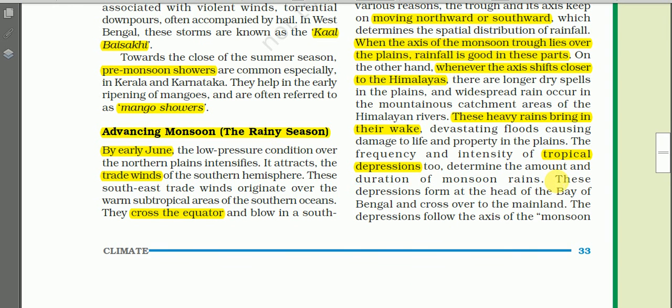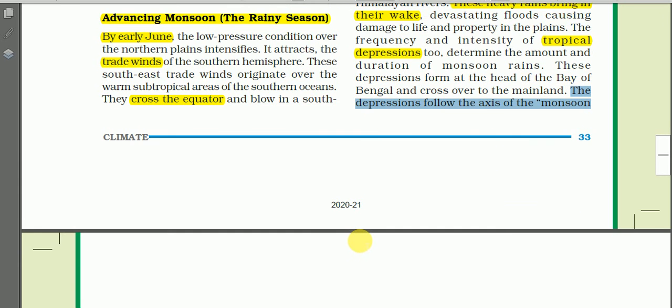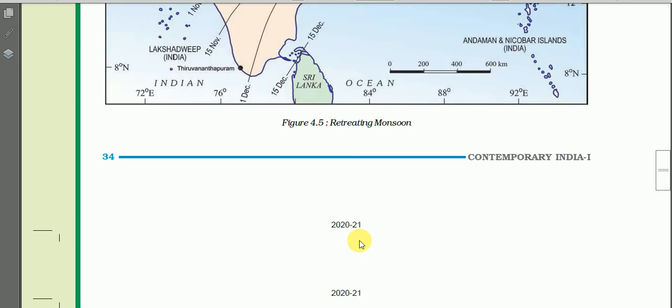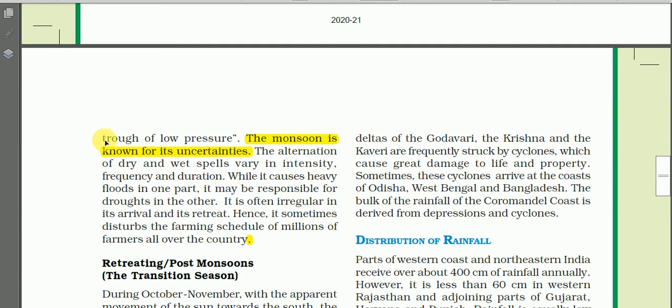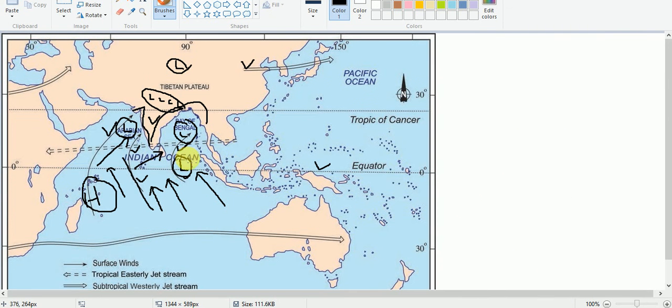These depressions, meaning cyclones, form at the head of the Bay of Bengal and cross over the mainland. The depressions follow the axis of the monsoon trough of low pressure. That means the cyclones that develop here follow the trough of the monsoon. They always try to move towards this side because the cyclones are following the monsoon trough, the monsoon depression.